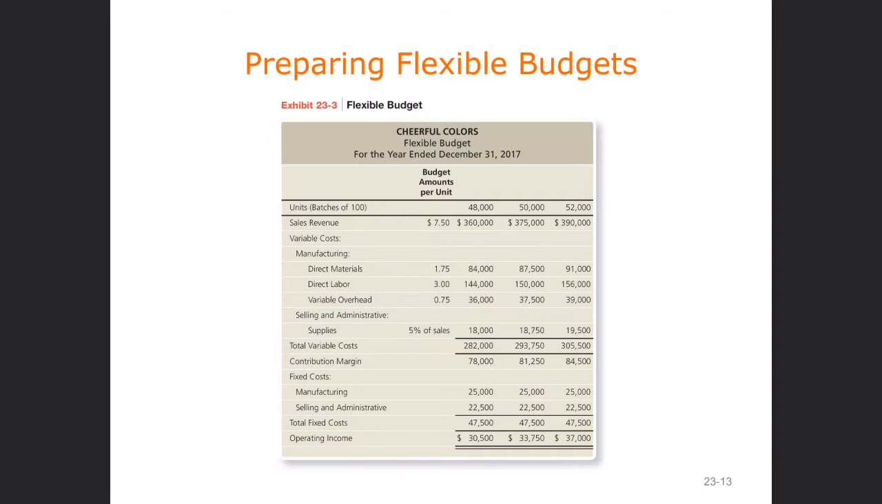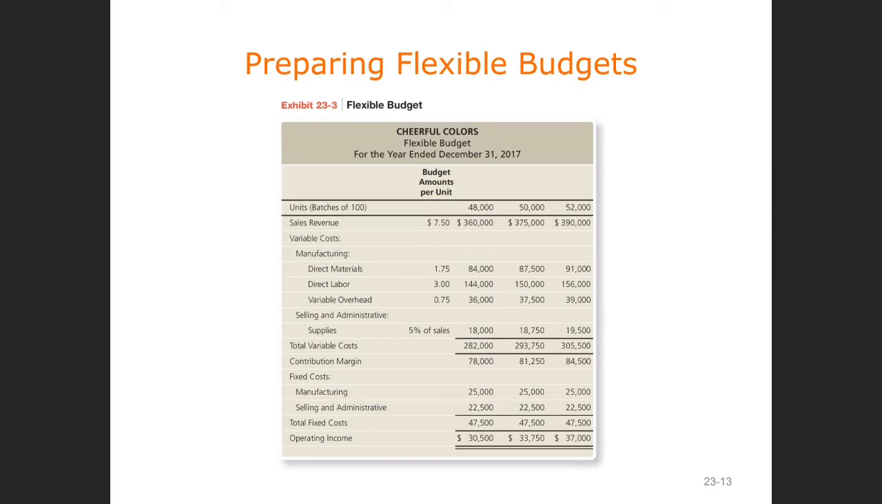If we look at our direct materials, for direct materials we have $1.75 amount per unit. Direct labor, variable overhead, same process of multiplication: units times amount per unit equals total amount for the units. Then it shows you your total variable cost. You would add all of these together to get your total variable cost, subtract that from your revenue, and get your contribution margin.